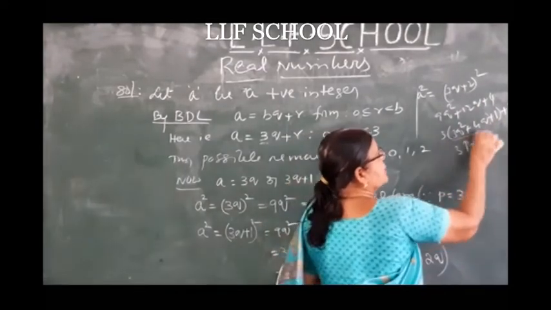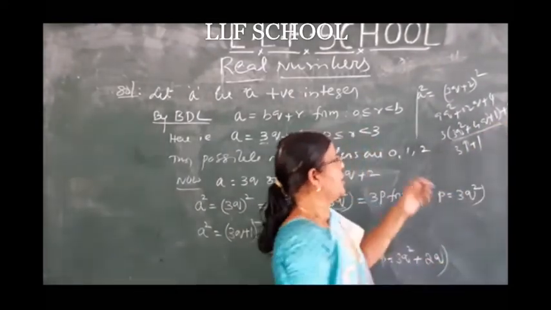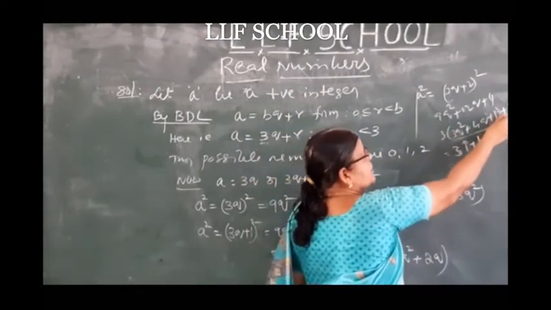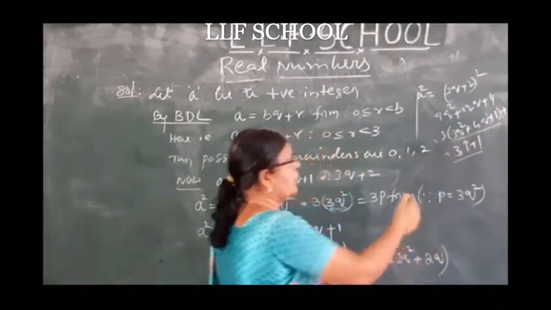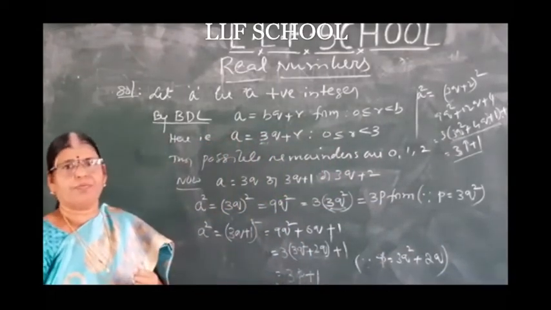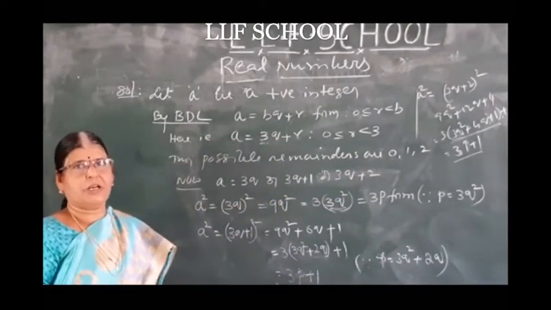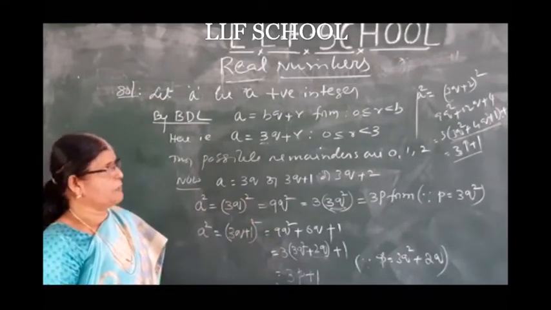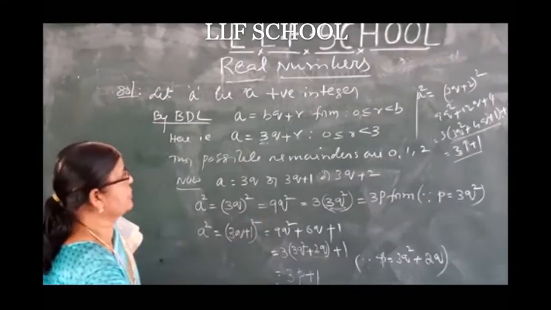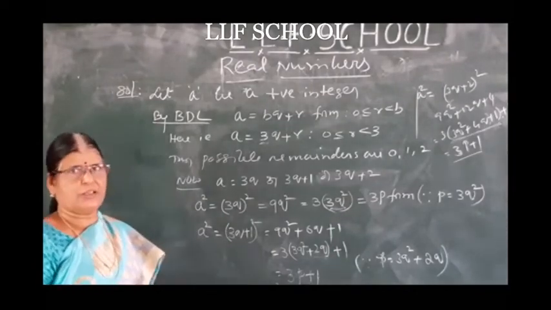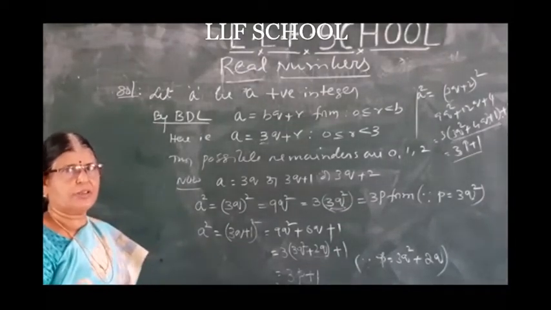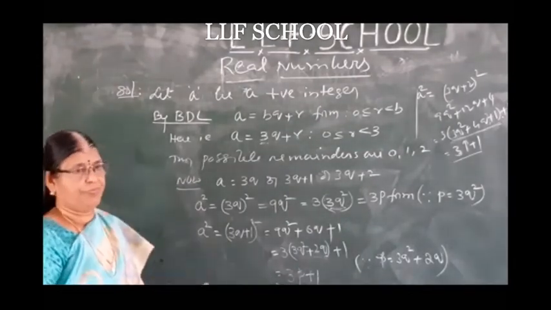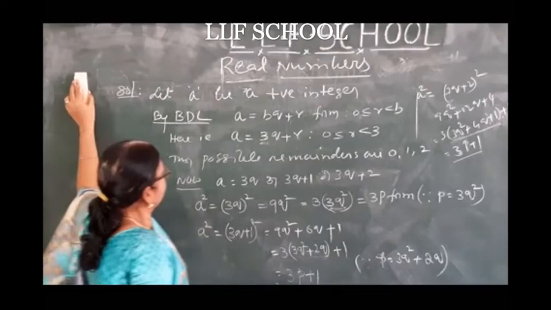So this within bracket value is some integer p. That is equal to 3 into p plus 1, which is 3p plus 1. Finally, you can understand that the square of any positive integer is of the form 3p or 3p plus 1. That's all. Do you understand, students? So, do practice this problem. Next one.